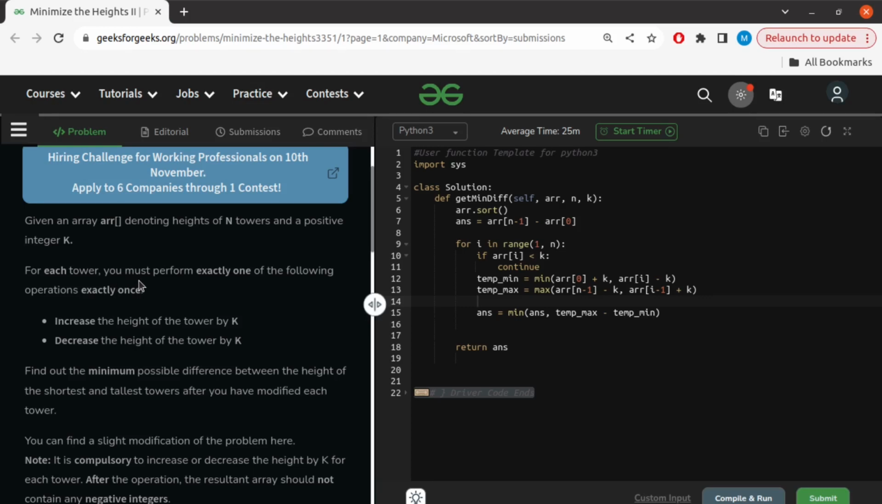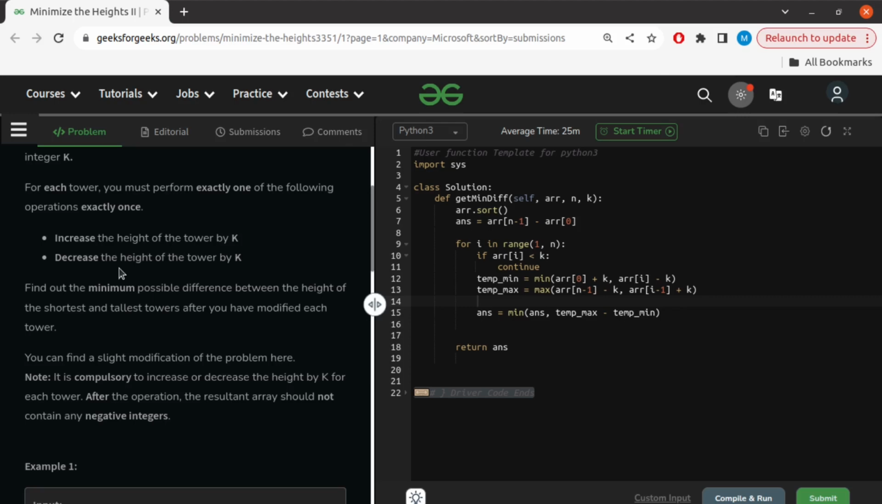For each tower you must perform exactly one of the following operations, and exactly one. We can either increase the height of the tower by k or decrease the height of the tower by k. So one of these two operations is to be performed on the height of each tower. Now the objective is, having done so, to find the minimum possible difference between the height of the shortest and tallest towers after you have modified each tower.